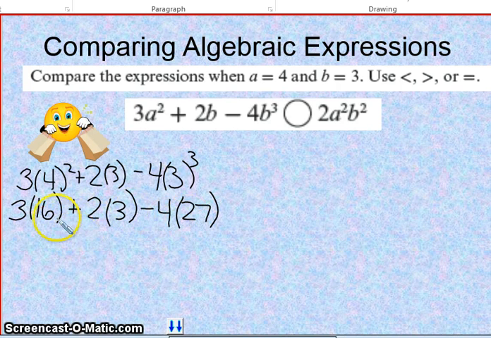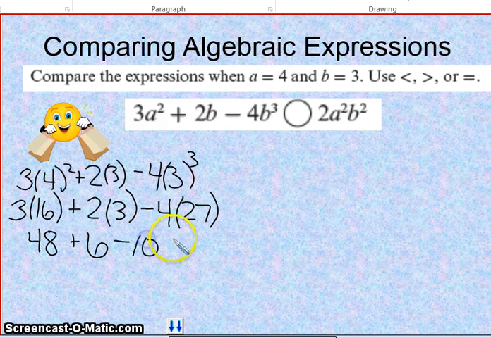Exponents are done, so we'll do multiplication and division. 3 times 16 is 48, plus 2 times 3 is 6, minus 4 times 27, and 4 times 27 is 108.